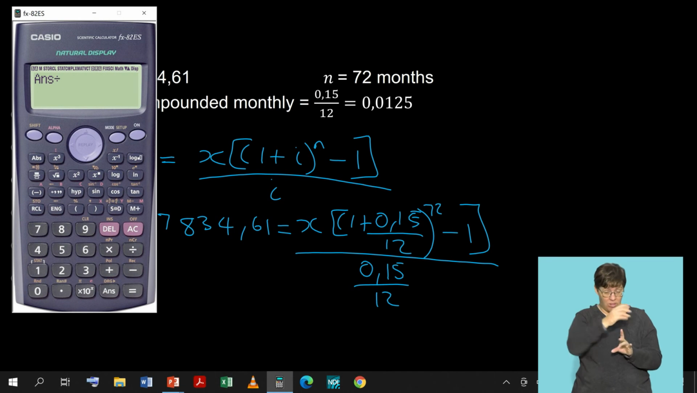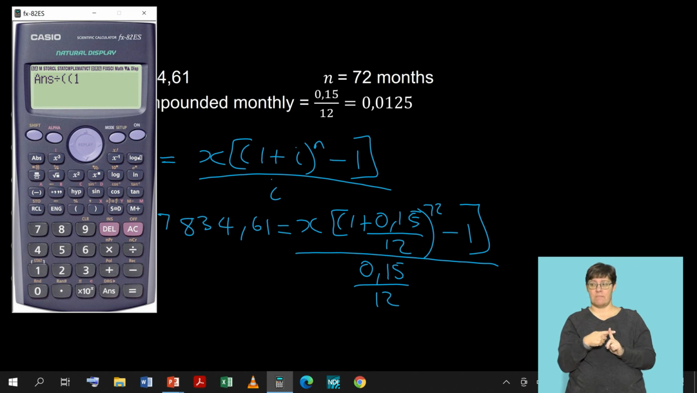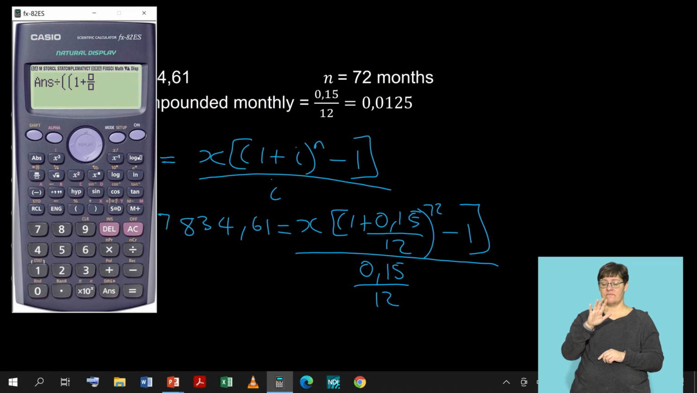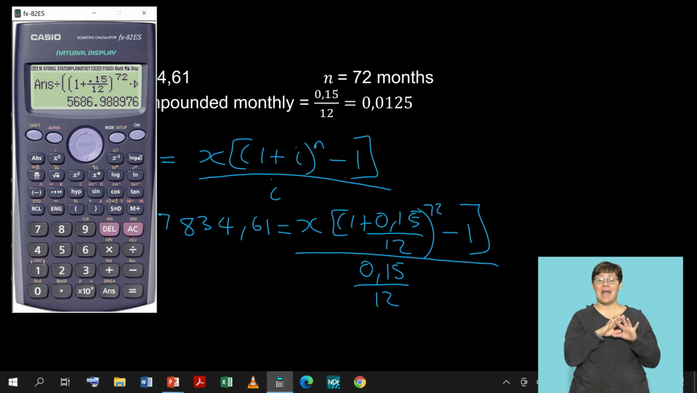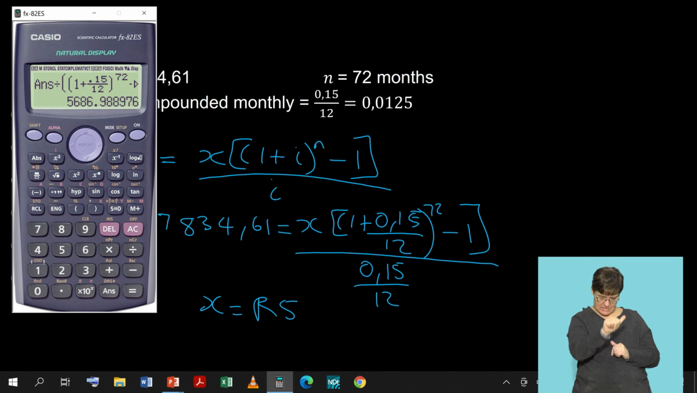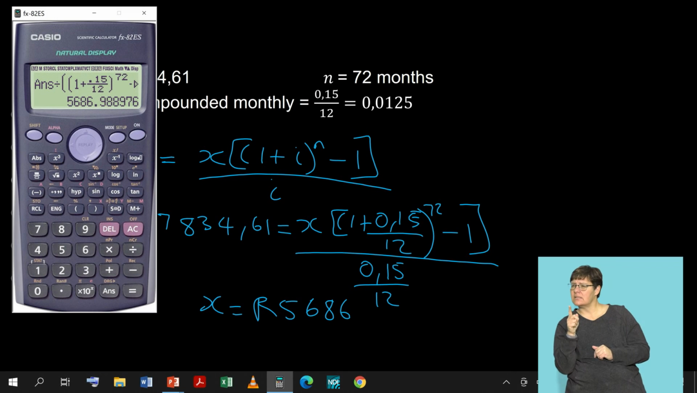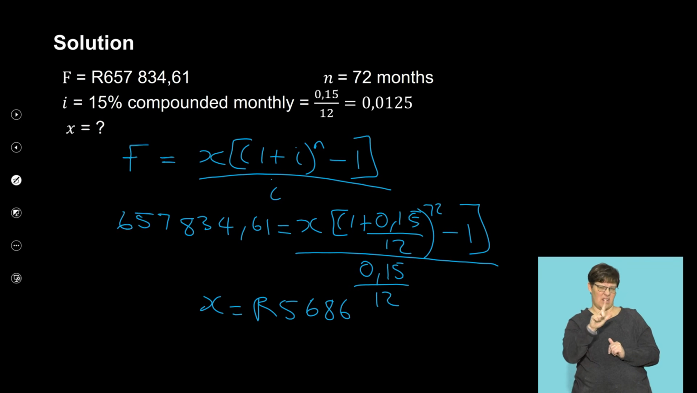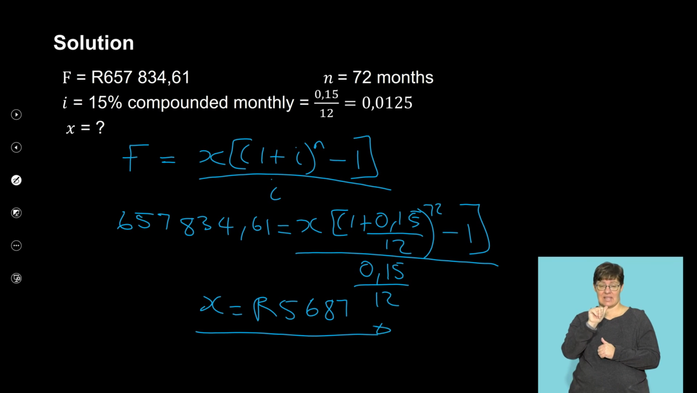Then I must divide this whole thing by whatever is inside that bigger bracket, right? So this will be 1 plus 0.15 over 12 to the exponent of 72, minus 1, and then voila. It means my company must then pay an amount of 5,686. So X will be equal to 5,686, yes, 686, and how many cents? It's just going to be 87 instead of 86 when I round it off, because you remember, you need to round it off to 2 decimal places. So the number there is 9, so I must add 1 there, making it 67. So this will be the amount I need to pay per month.